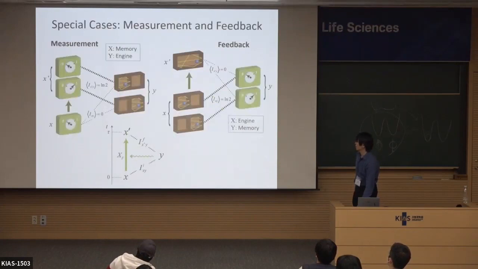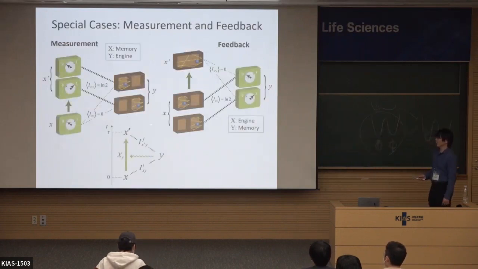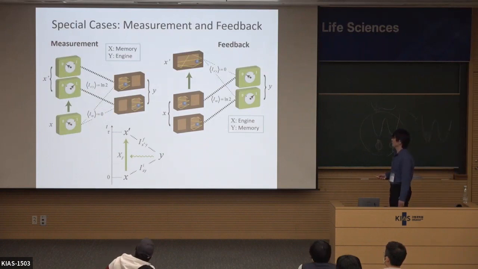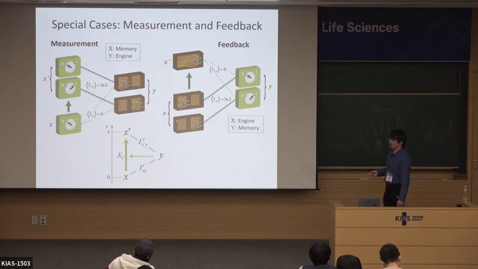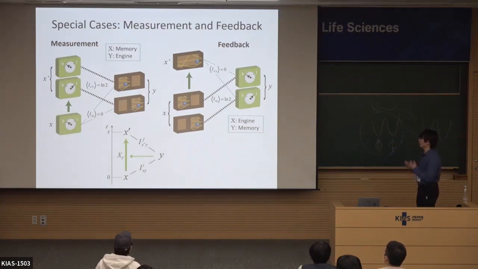Yeah, so okay, this is a measurement process. On the other hand, by the same diagram, we can consider the measurement feedback process. So in this case, we should swap the role of the engine and the memory. And now X is the engine, and Y is the memory. Because this is a feedback process, in the initial step, we have a correlation between the system and the memory that is given by log 2 in this case. And after the feedback, we can extract log 2 of work from this Szilard engine, and the final mutual information is just zero, because after the feedback, we don't have any correlation now.